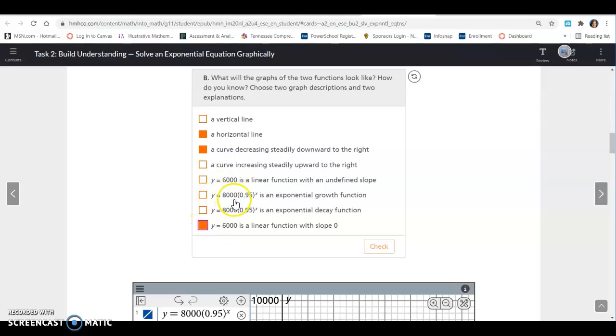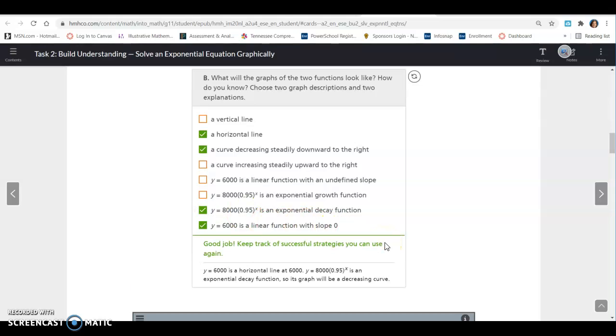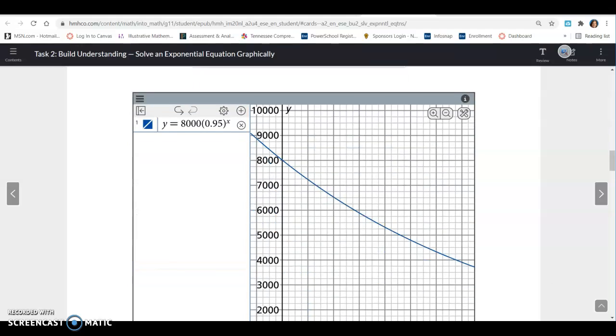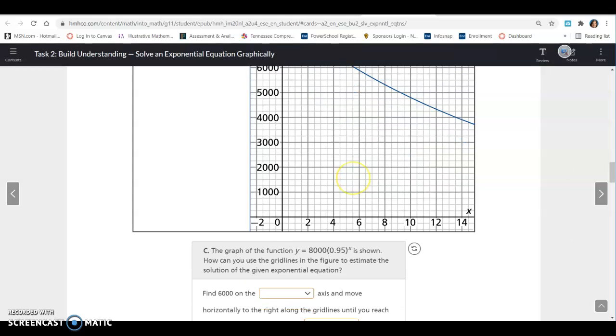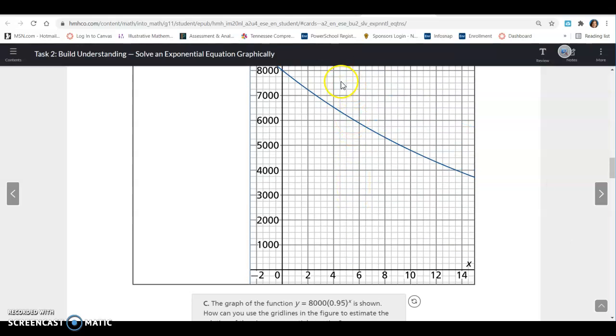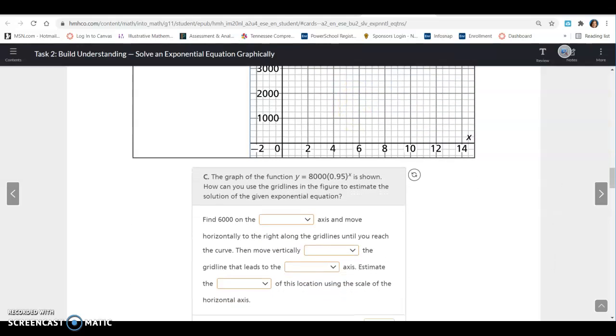And then y equals 8,000 times 0.95 raised to the x is exponential decay. If this number is greater than 1, it's growth. Since this number is less than 1, we know that this one is decay. So this one has 4 correct answers. All right, so then they've graphed y equals 8,000 times 0.95 to the x power. And then when you graph the horizontal line at 6,000, we can see that it's going to intersect right about right in here, okay?